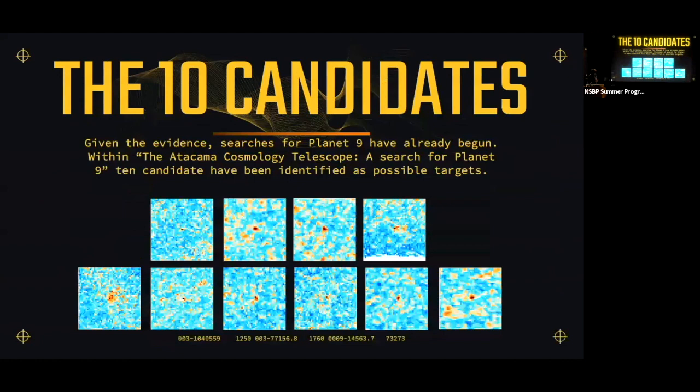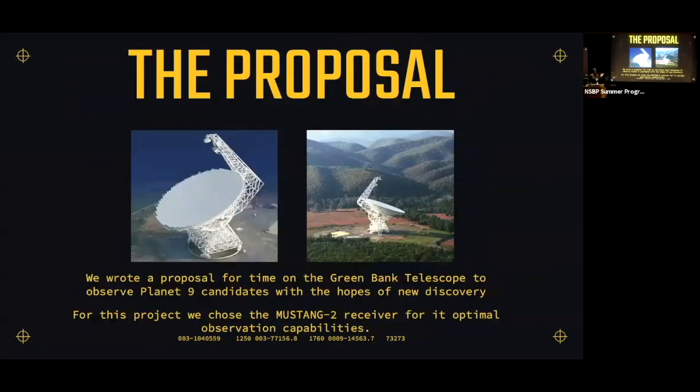In a paper called the Atacama Cosmology Telescope, A Search for Planet 9, people actually thought that they had enough to look for it, and they came up with these 10 candidates as possibilities for Planet 9. With these 10 candidates, we proposed to search for Planet 9 using the Green Bank Telescope and the Mustang receiver. Our proposal went out on August 1st, and it was basically to use the Green Bank Telescope to observe 9 of the 10 candidates that we found in the ACT paper.